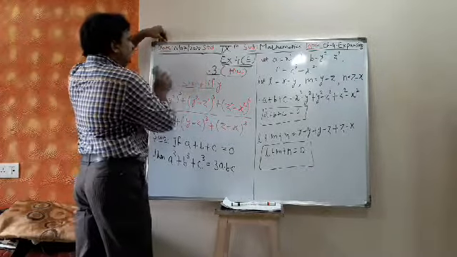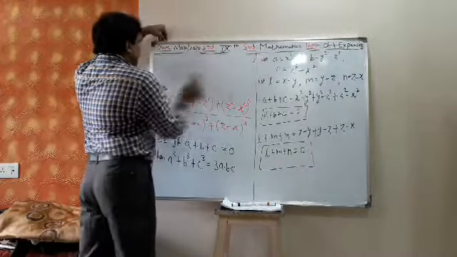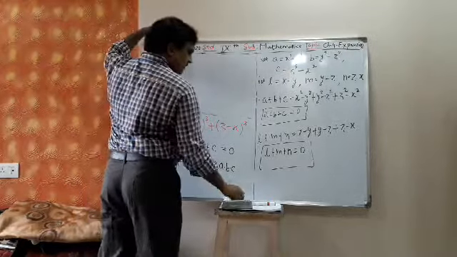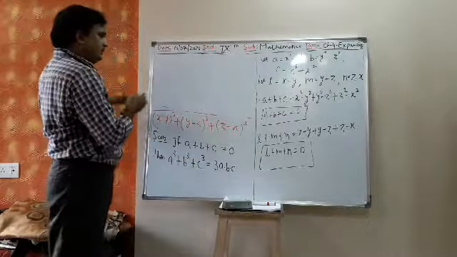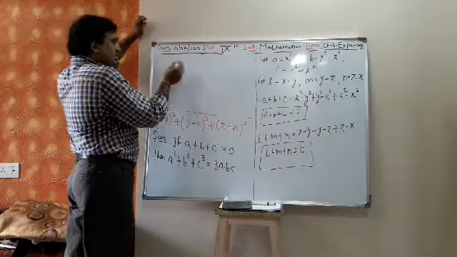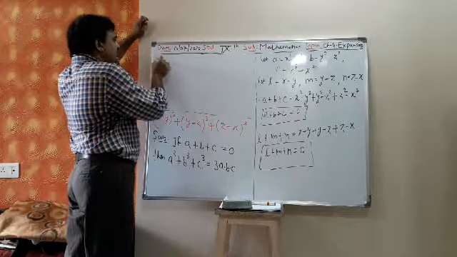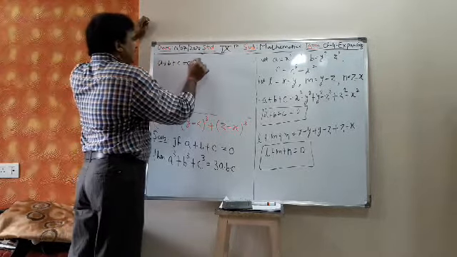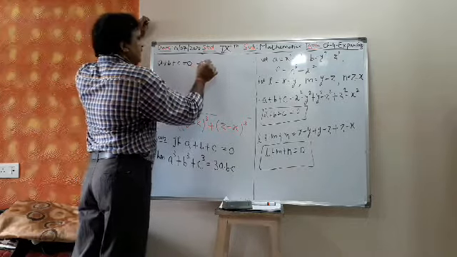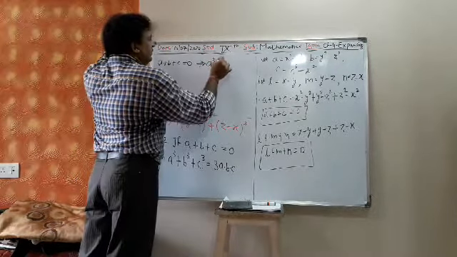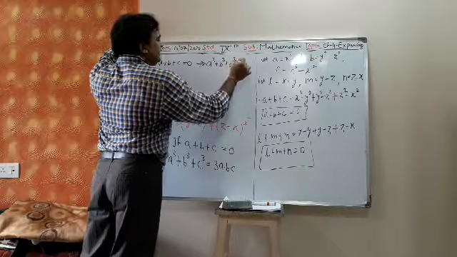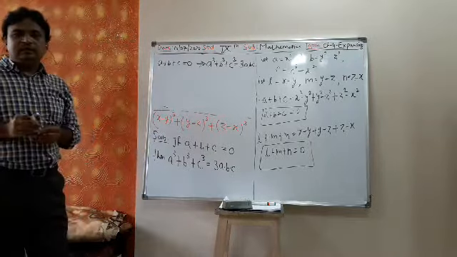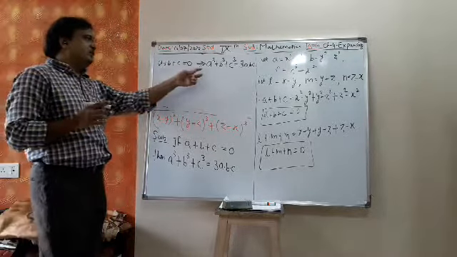Now let me find the value of this. So now I will use the result. I will use this result. So A plus B plus C is 0. That implies A cube plus B cube plus C cube is 3ABC. Yes, A cube plus B cube plus C cube is 3ABC.